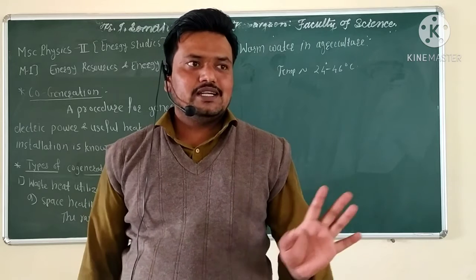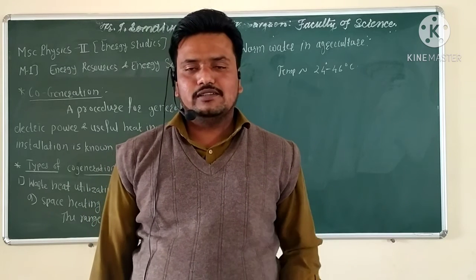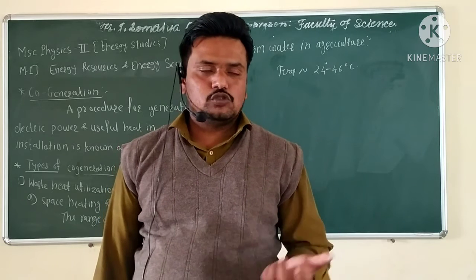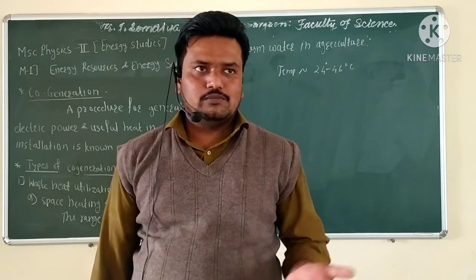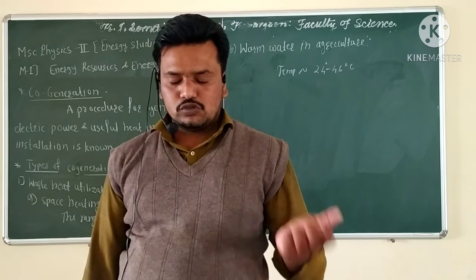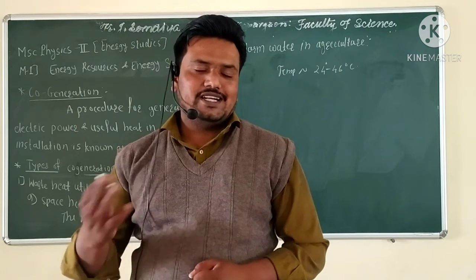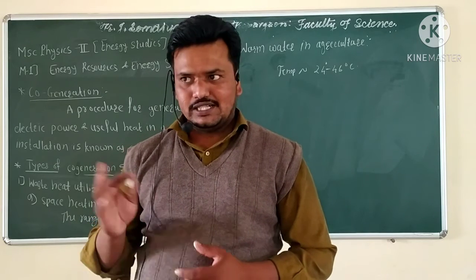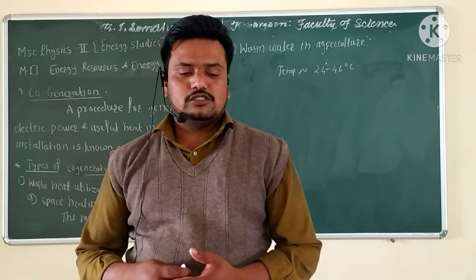That means warm water is used in the agriculture field to create a suitable climate for growing various types of vegetables, trees, or fruits. This warm water, at a temperature of 24 to 46 degrees Celsius, provides the amount of heat which is required in the agricultural field.